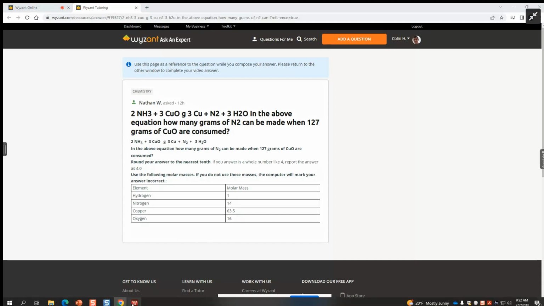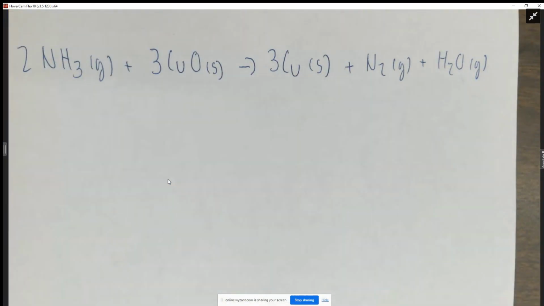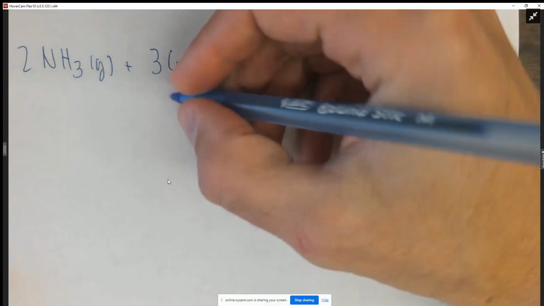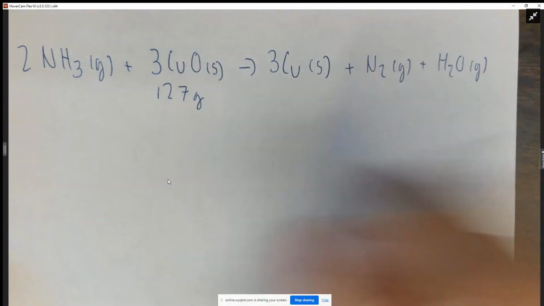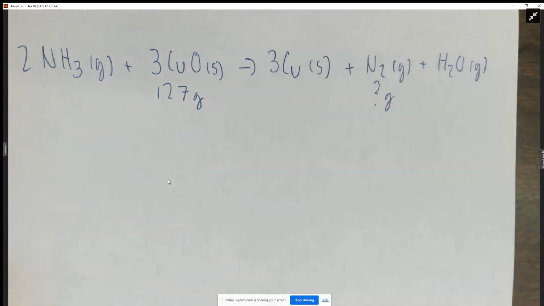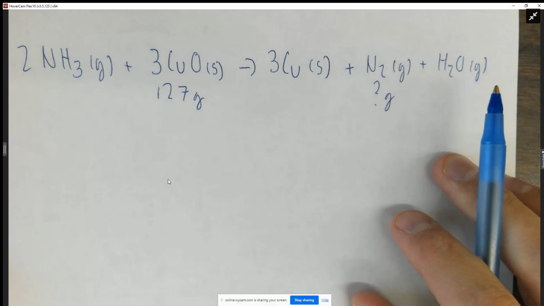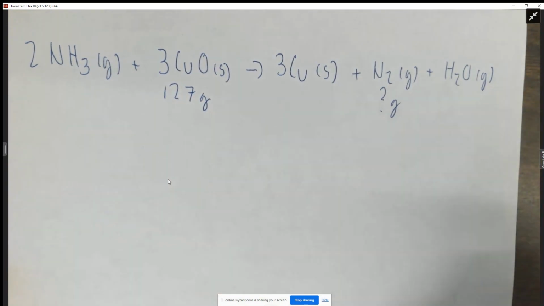So I'm just going to switch over here to the camera view. I've just rewritten the equation right here. And effectively, what we're told is we have 127 grams of this copper 2 oxide compound, and we want to know how many grams of this nitrogen compound we can make. I'm going to use the molar masses from that table that's provided so that we get the right answer for your computer system here.